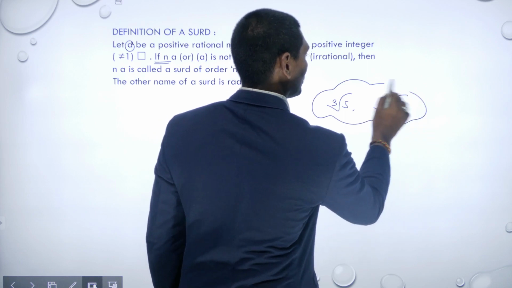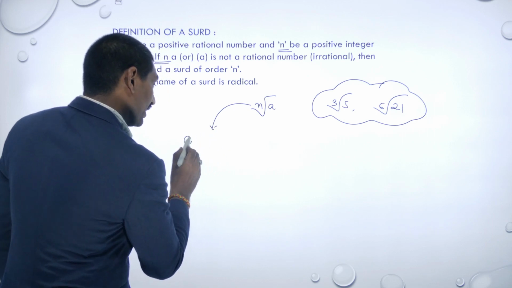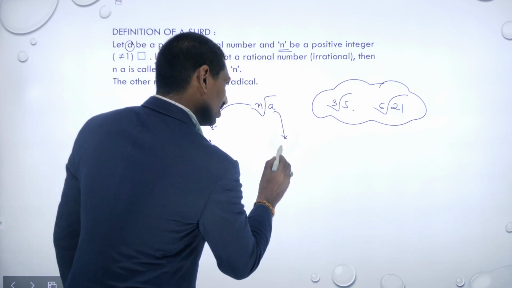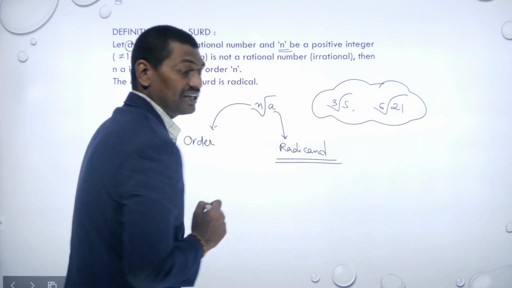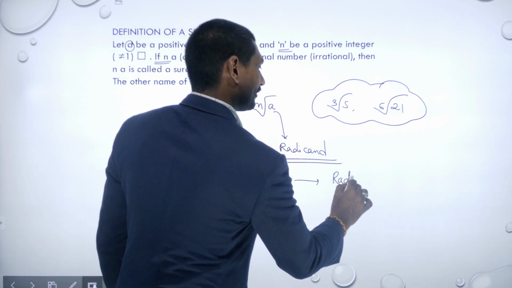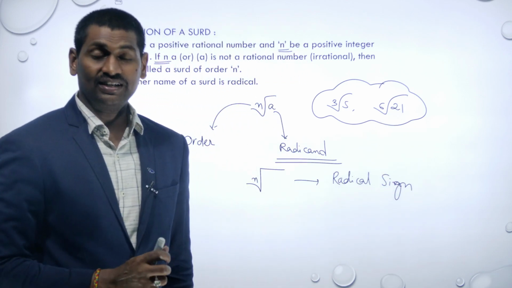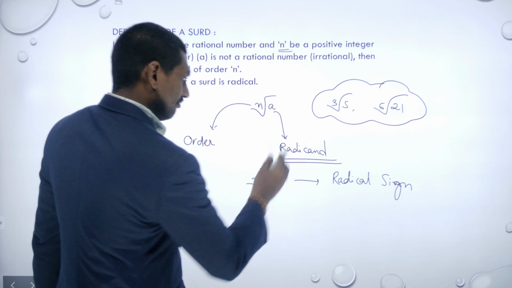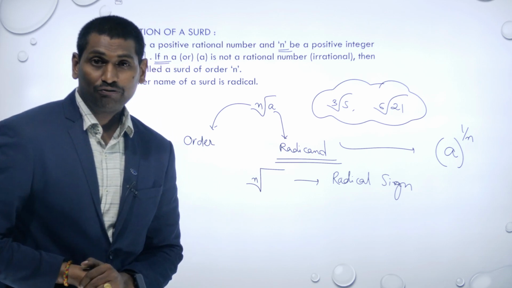For example, cube root 5 and 6th root 21. These are surds, which are in the format of nth root a. Here n is called the order of the surd, a is called the radicand, and the nth root symbol is called the radical sign. When you express this nth root a in exponent format, we can write it as a power 1 by n.